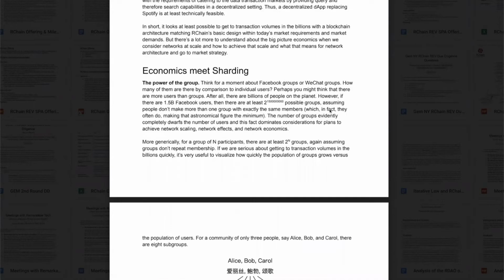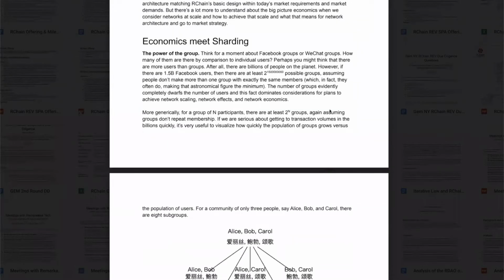Okay, but it's really important to understand how this relates to maximizing the utilization of the REV. So this is where the power of the group is so important, right? So if we think for a moment about Facebook groups or WeChat groups, or any of these other social media things that offer groups and pages that many people can join, you might ask yourself, well, yeah, so what? You know, how many groups are there by comparison to how many users there are? I mean, there are billions of people on the planet. How many groups could there be?